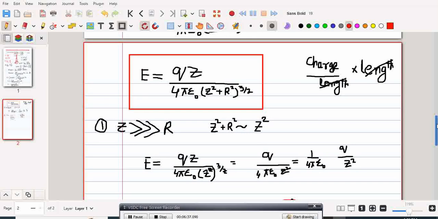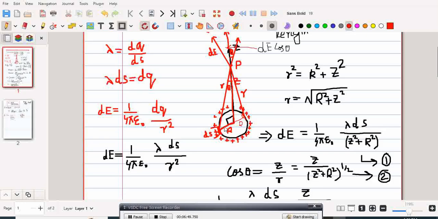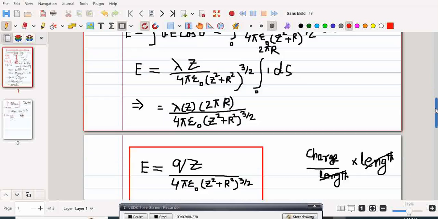Now we take assumption 1. The first assumption is if z is much larger than r, that is, the point where we have to find the electric field is far away as compared to the radius of the ring. So from the far away point, this ring will look like a point charge, and let's check if the expression reduces to the electric field due to a point charge.